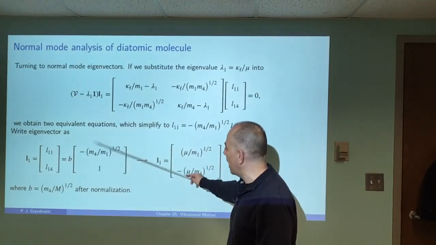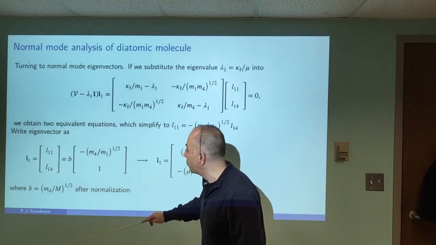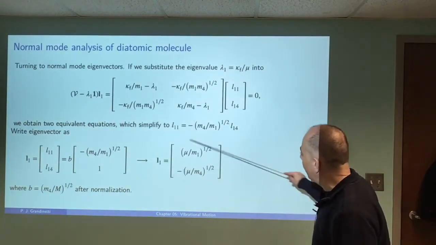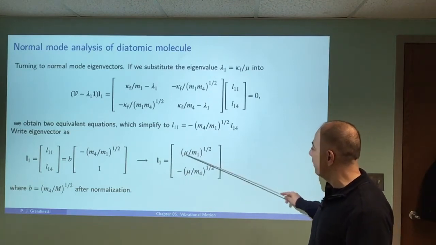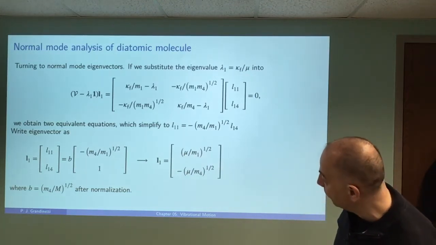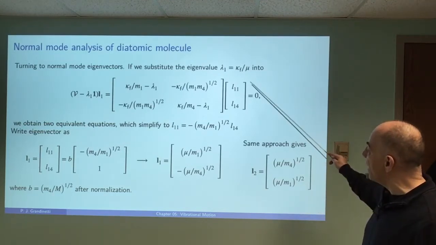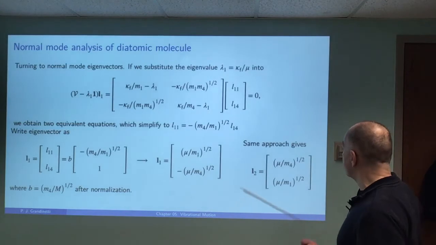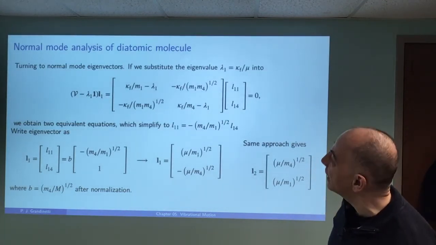And then if we normalize it so that the square root of L11 squared plus L14 squared equals 1, then we solve for b, and we get the final eigenvector here in terms of mu and M1 and M4. If we do the same thing for the second eigenvalue, remember the second eigenvalue was 0, but we can solve for its eigenvector, and we'll get this eigenvector here after it's normalized.